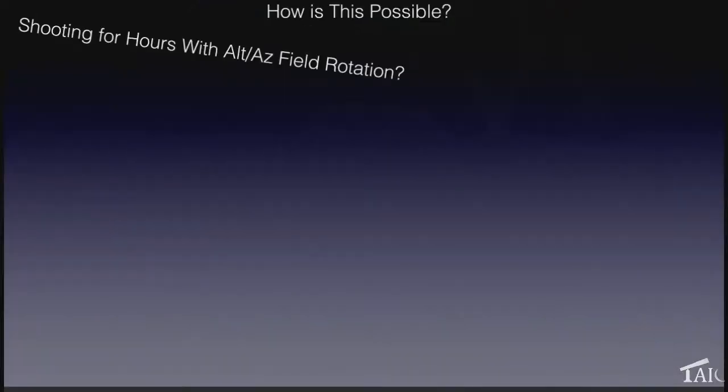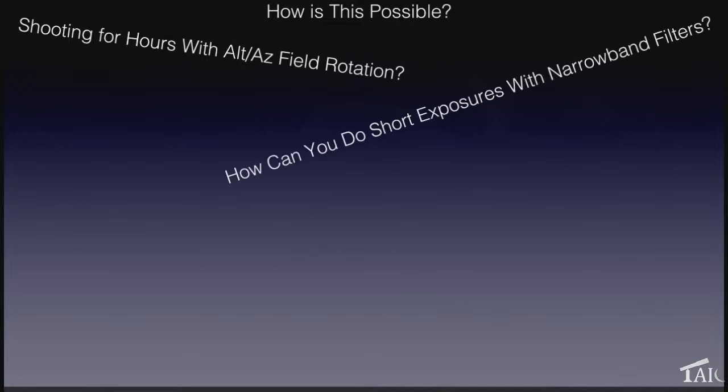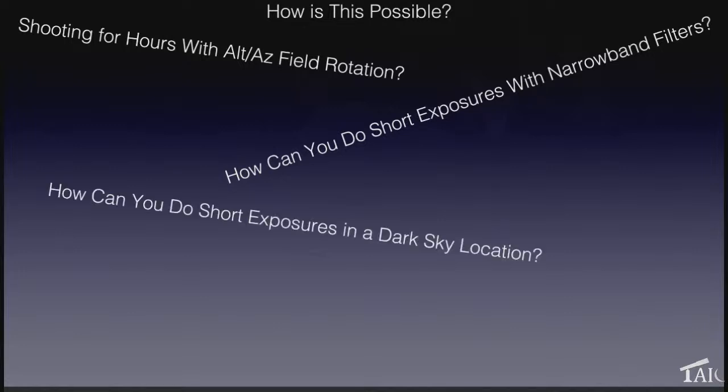So shooting for hours with an Alt-Az, that causes field rotation. So how do I deal with that? How can I do exposures with narrowband filters? Narrowband filters means you have to do really long exposures. Why would I do that? And then how can I do short exposures in a dark sky location? I've taken this to a Bortle 2 sky location and it's been successful.